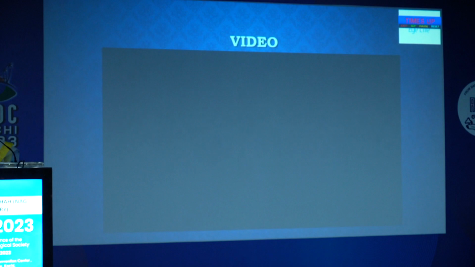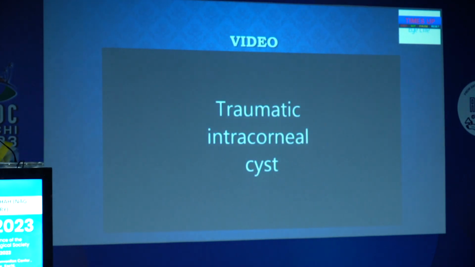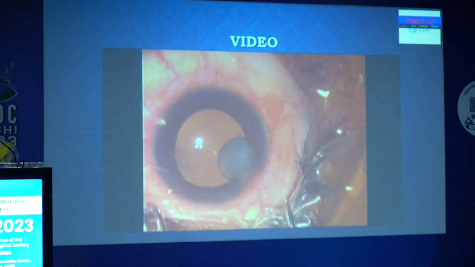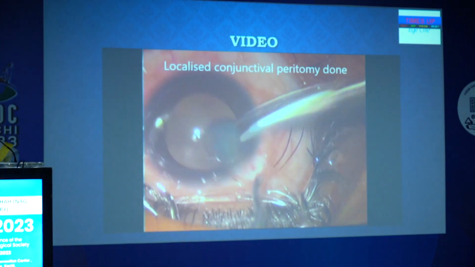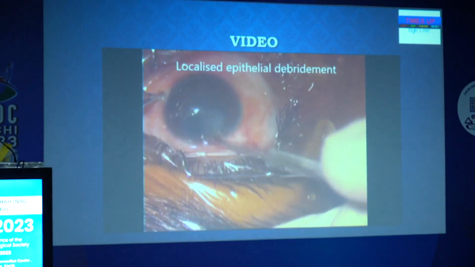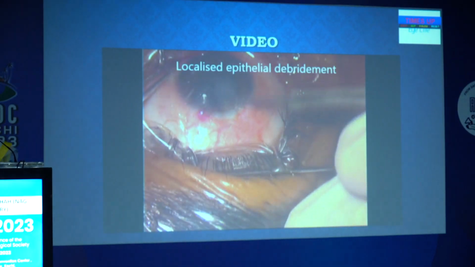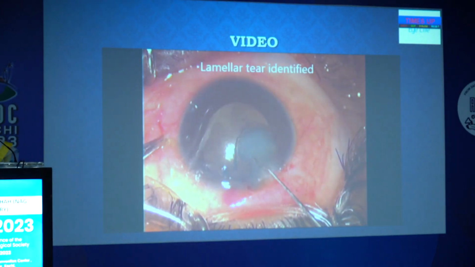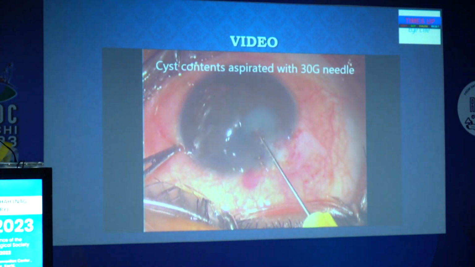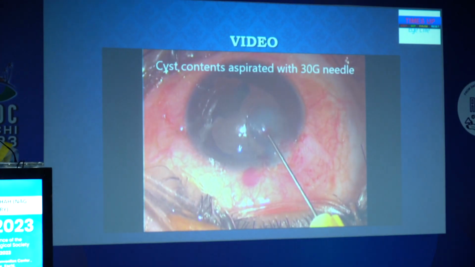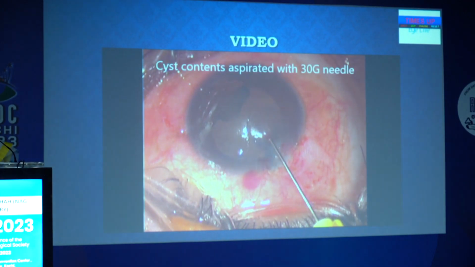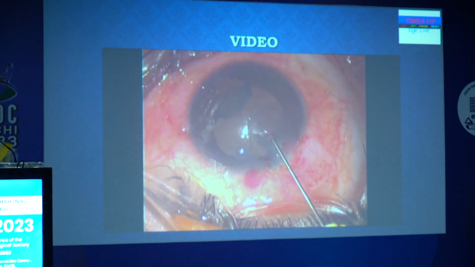So this is a short video. A localized conjunctival peritomy is done to look for any occult scleral tear. The epithelium is debrided, and the tear is identified, and a 30 gauge needle is injected, and the cyst contents are aspirated out.